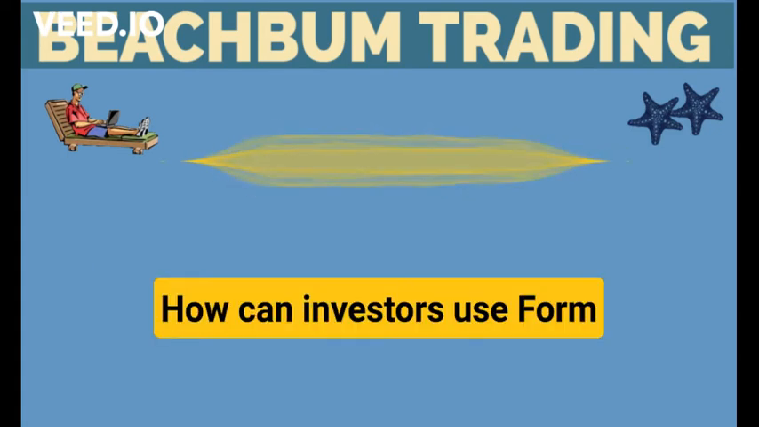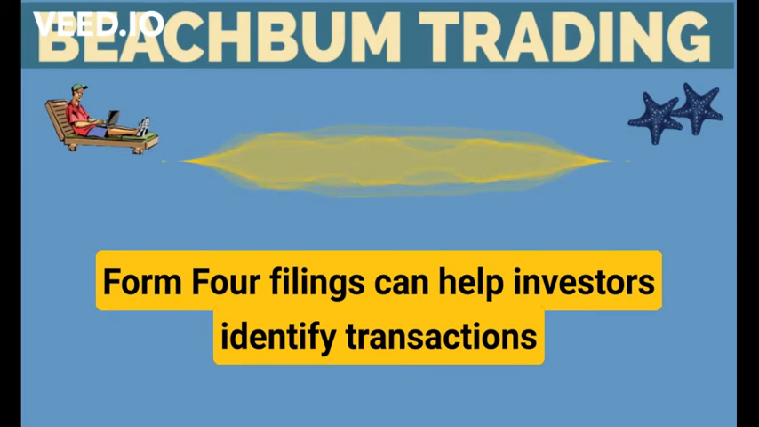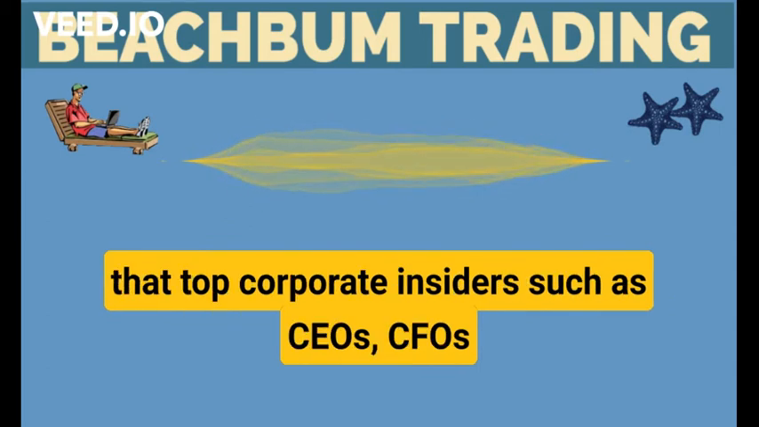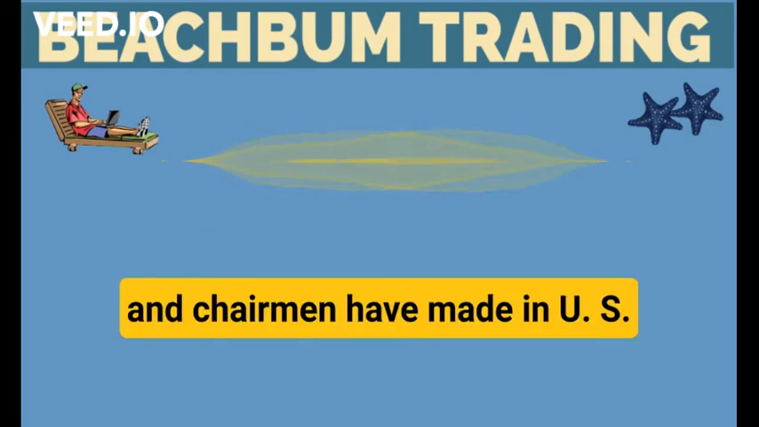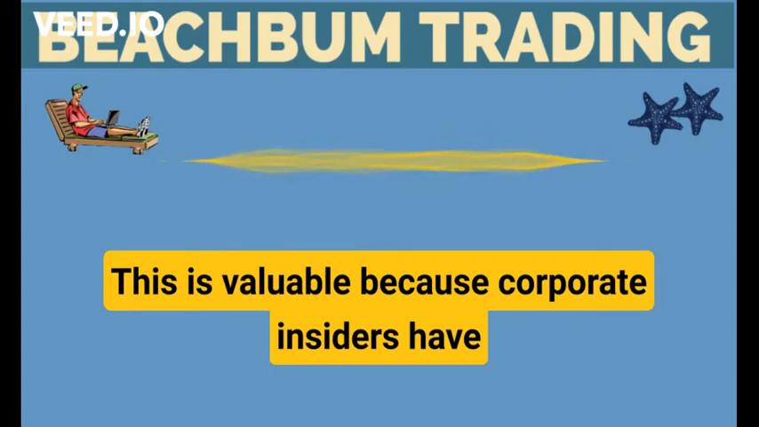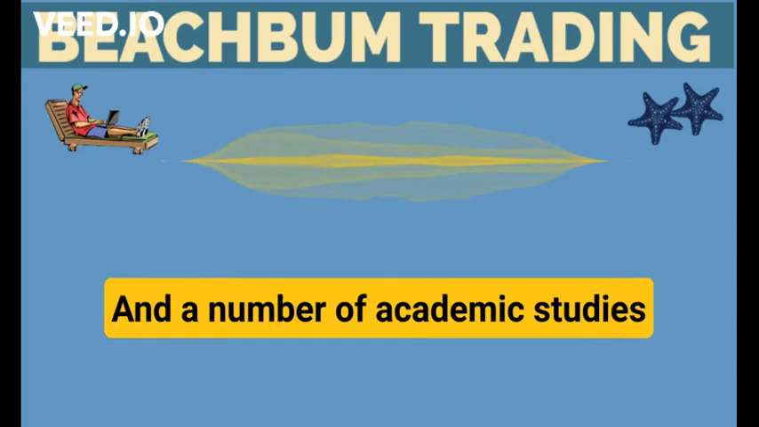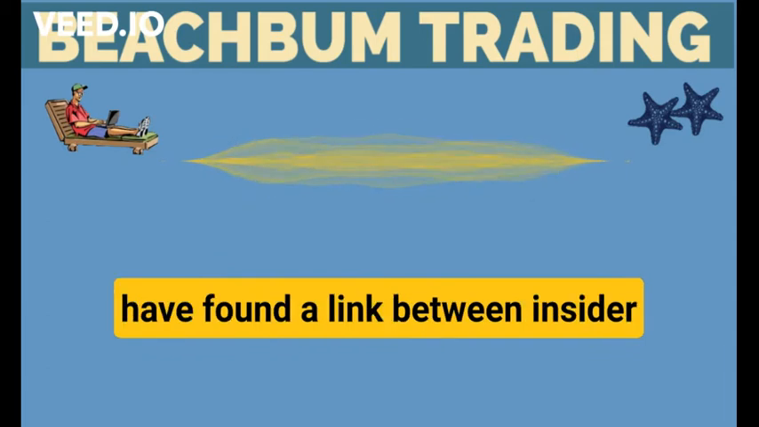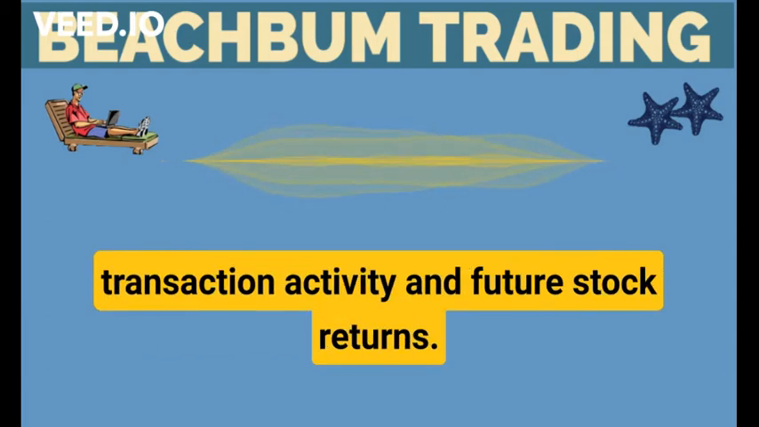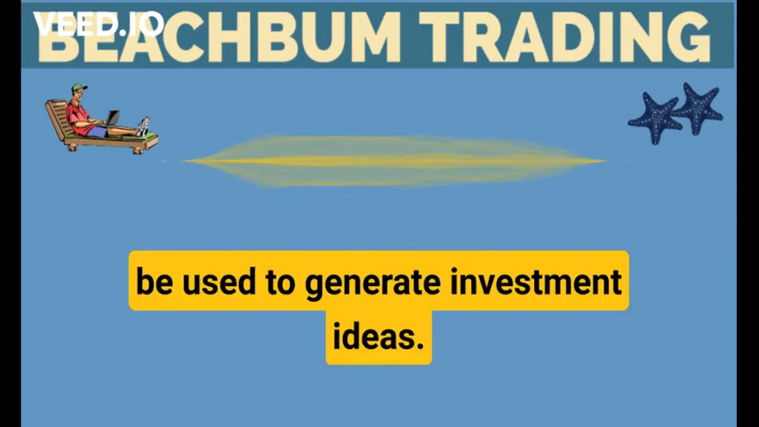How can investors use Form 4 filings to their advantage? Form 4 filings can help investors identify transactions that top corporate insiders such as CEOs, CFOs, and chairmen have made in U.S. publicly listed companies. This is valuable because corporate insiders have a genuine information advantage over other investors, and a number of academic studies have found a link between insider transaction activity and future stock returns. As such, Form 4 filings can potentially be used to generate investment ideas.